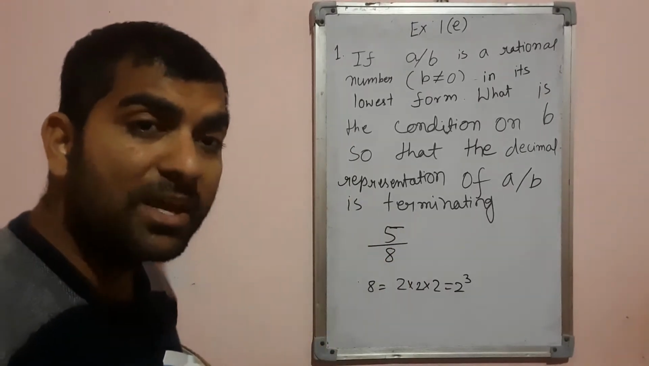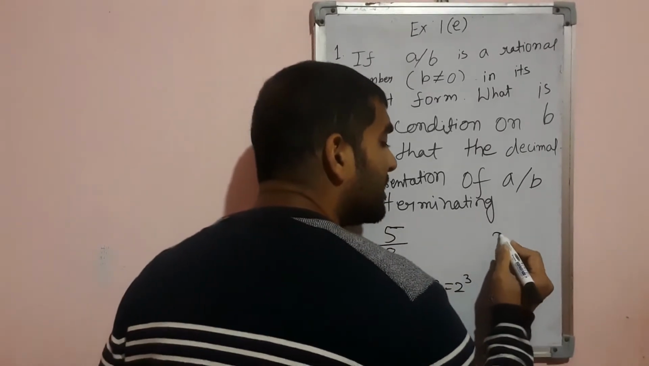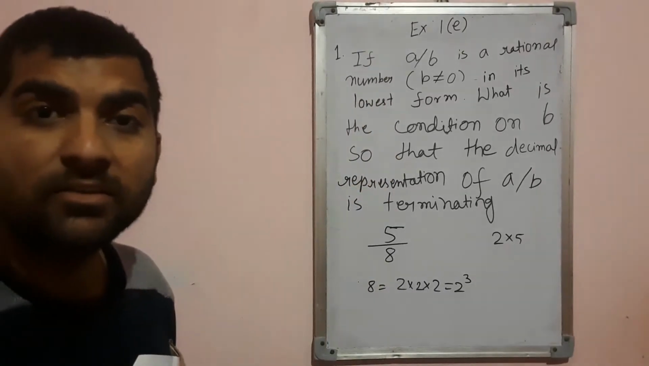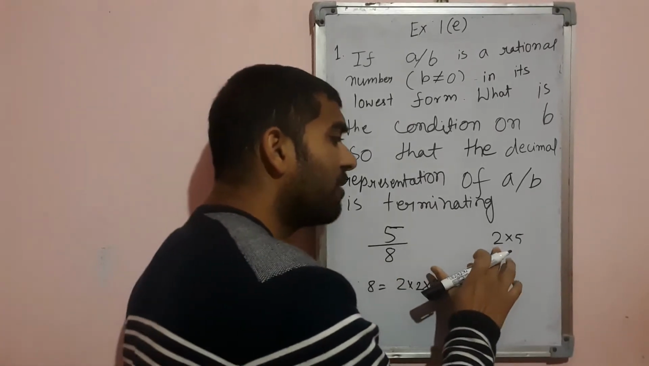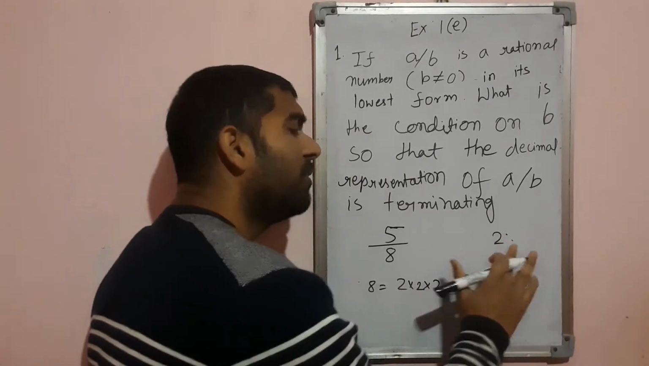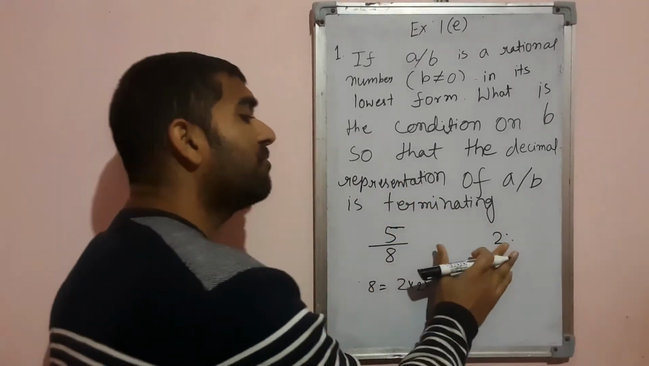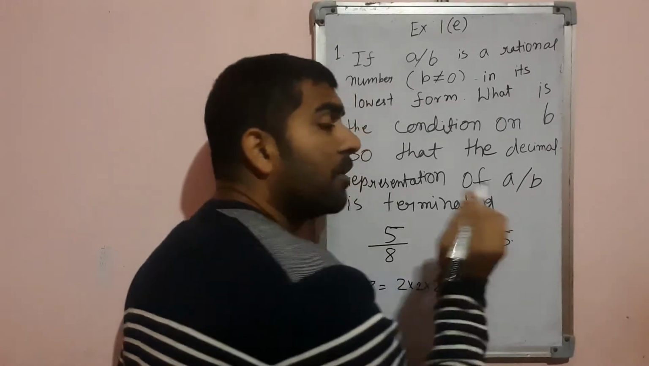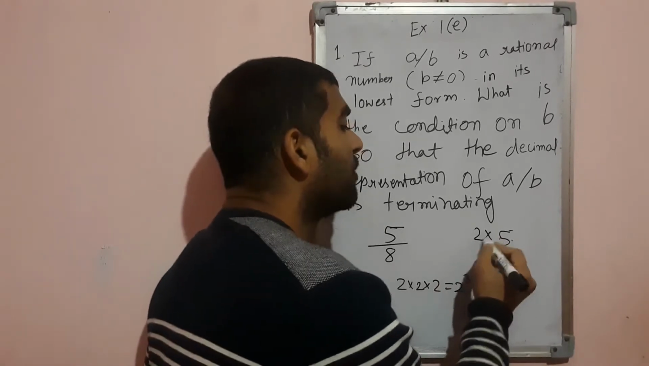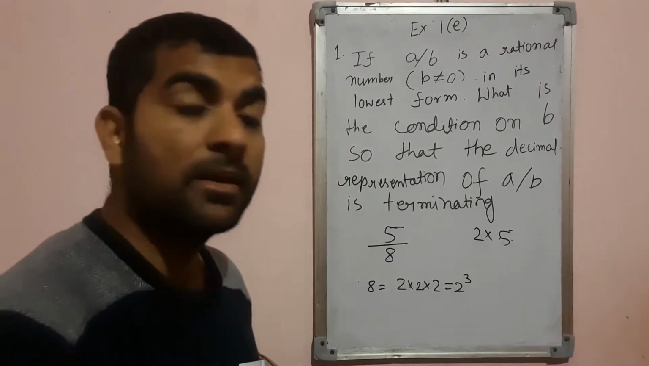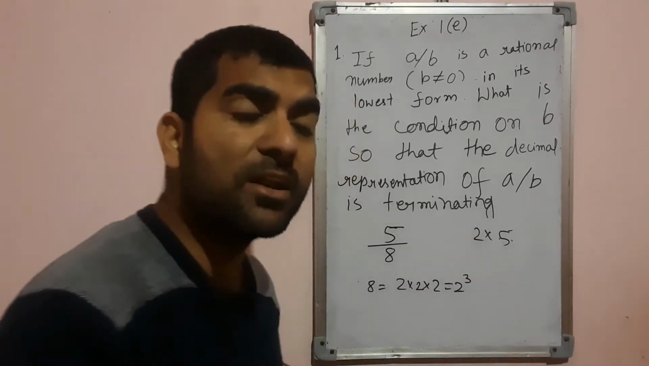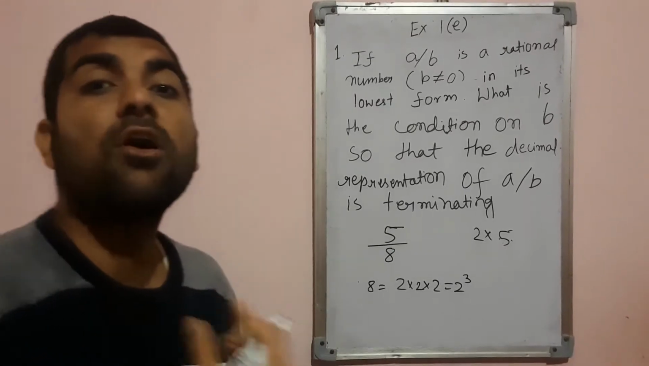So in class 9 we have studied that any number whose denominator can be written in the form of 2 and 5 is called terminating. If it can be written in this form with 2 and 5, it's called terminating. If only 2 is there, we will call it terminating. If only 5 is there, we will call it terminating. But if there is any extra number except 2 and 5, we will call that fraction non-terminating.